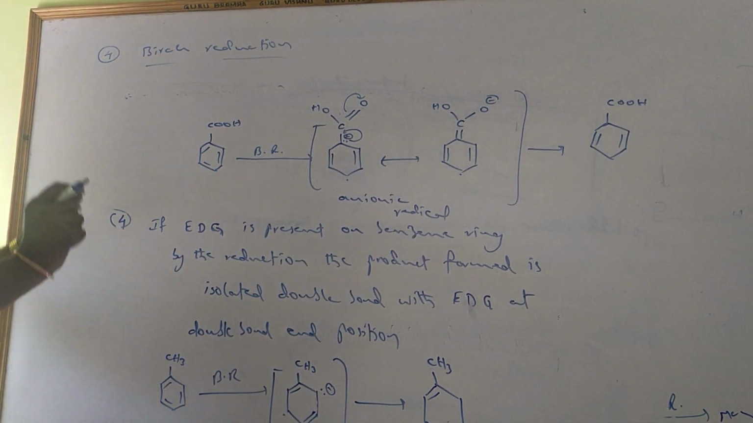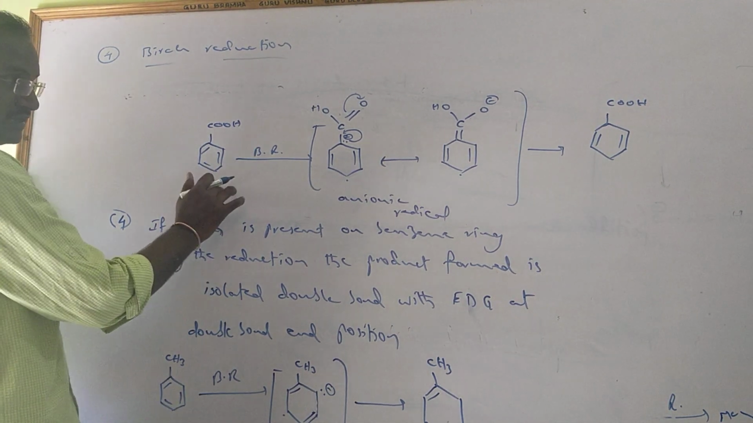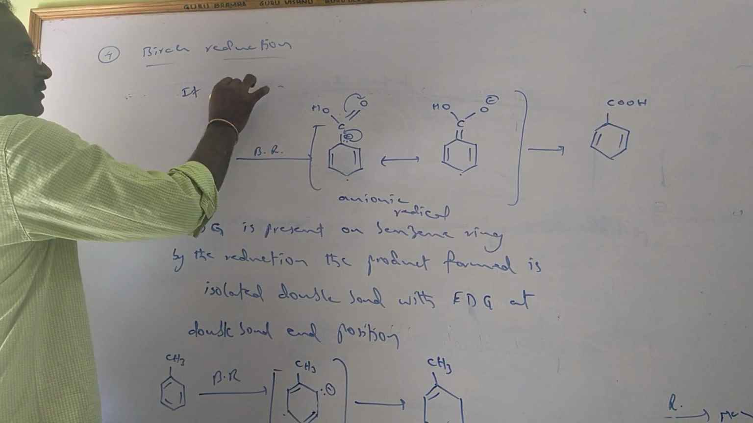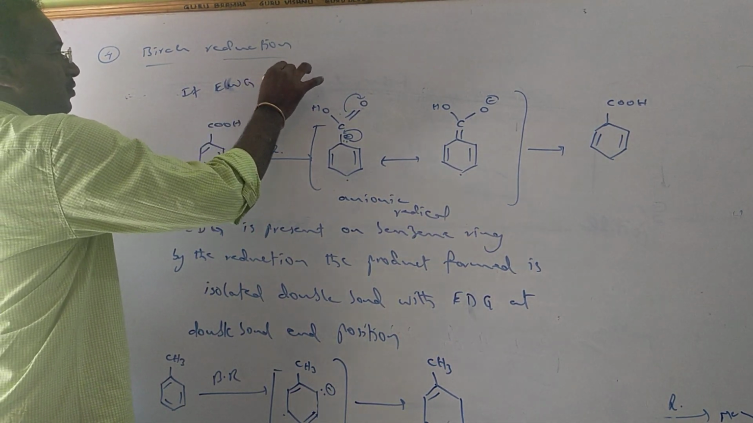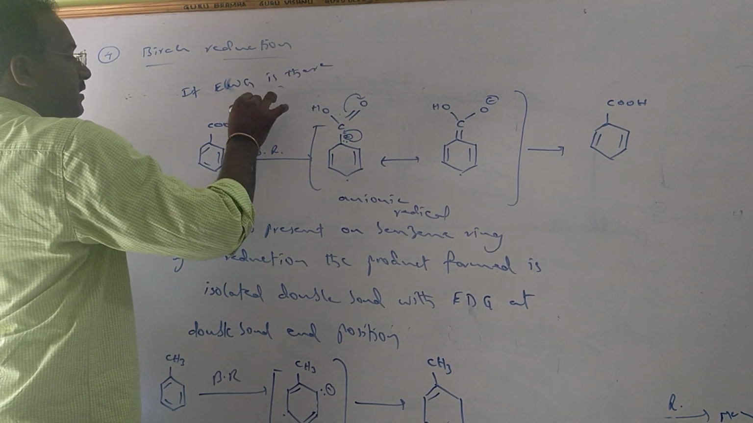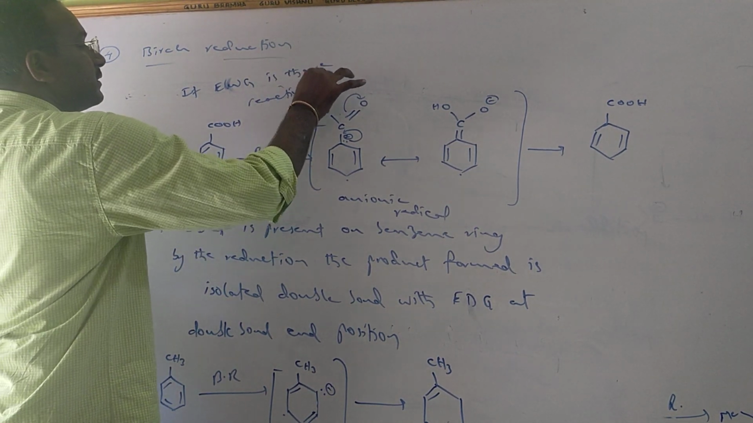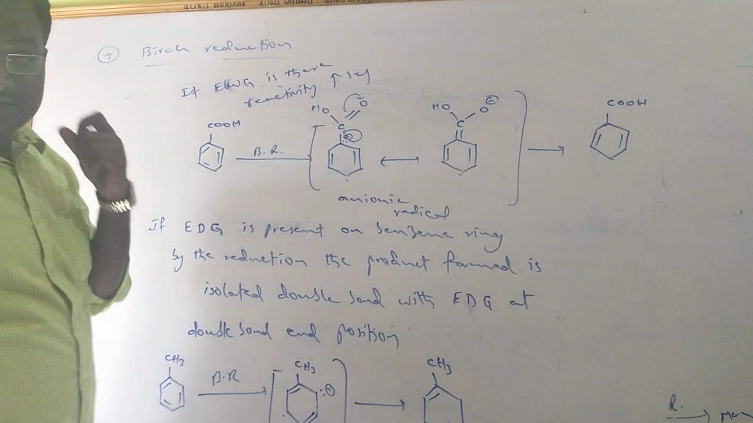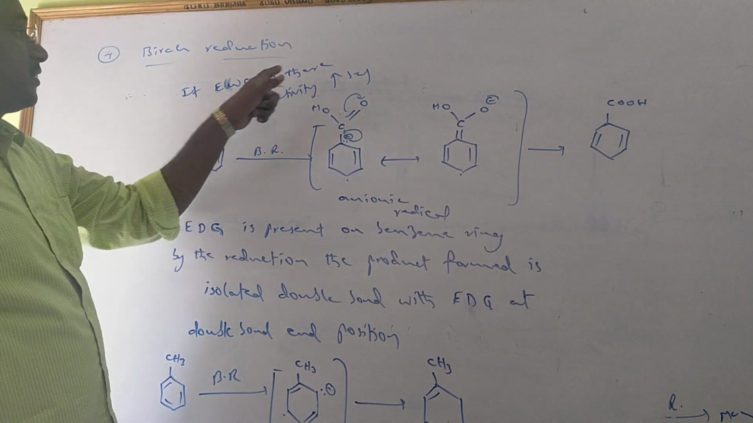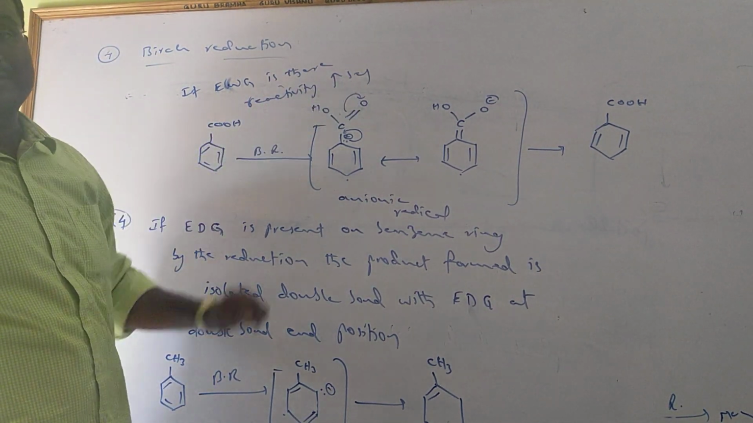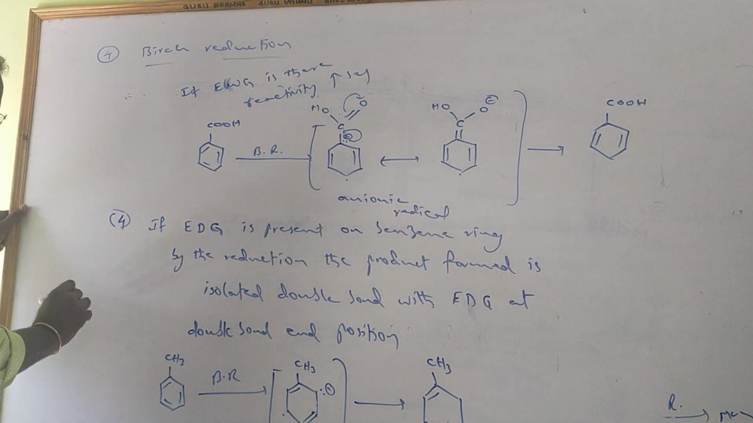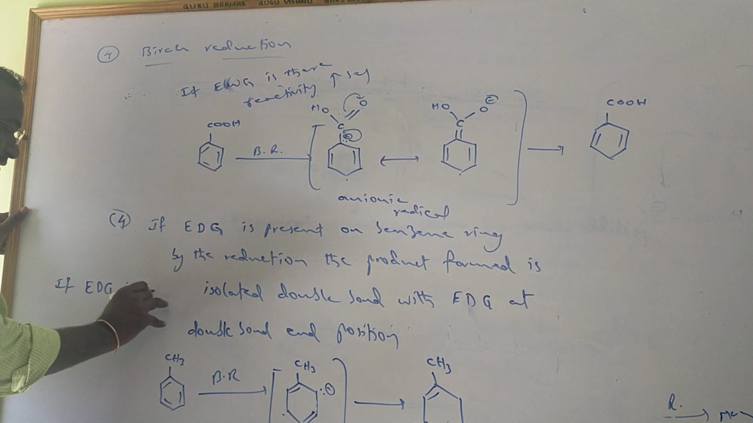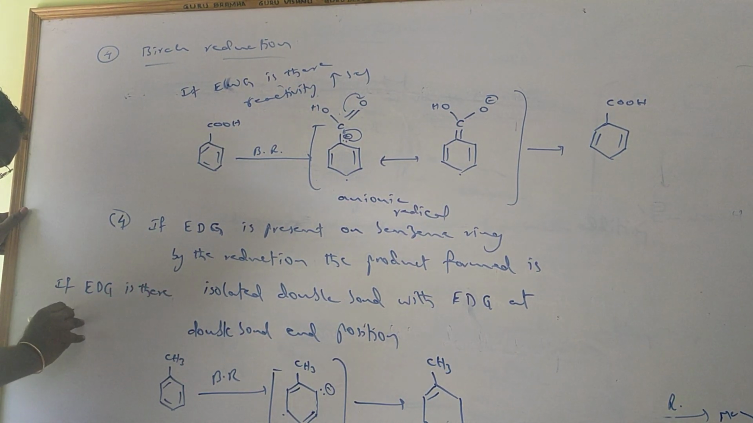And one more thing. If an electron withdrawing group is there, reactivity increases. Please remember this. If the question is based on the reactivity order for reduction, if an electron withdrawing group is on the benzene ring, reactivity increases. If an electron donating group is there, reactivity decreases.